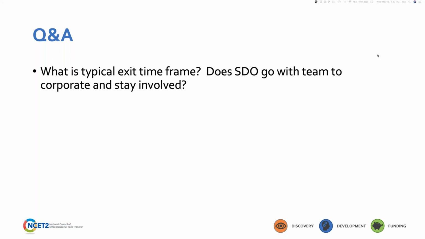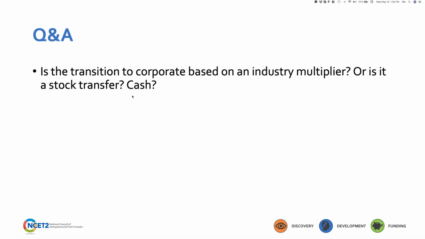All right, next. Okay, I think this is the last question for this batch. And again, we'll get the recording available to those attending today, and we'll see if we can get to the questions offline for those that are asking really specific questions, especially about the SDO program. So this is from the same person, Terry Hellman. Is the transition to corporate based on an industry multiplier, or, sorry, I couldn't read the rest, or is it a stock transfer or cash?